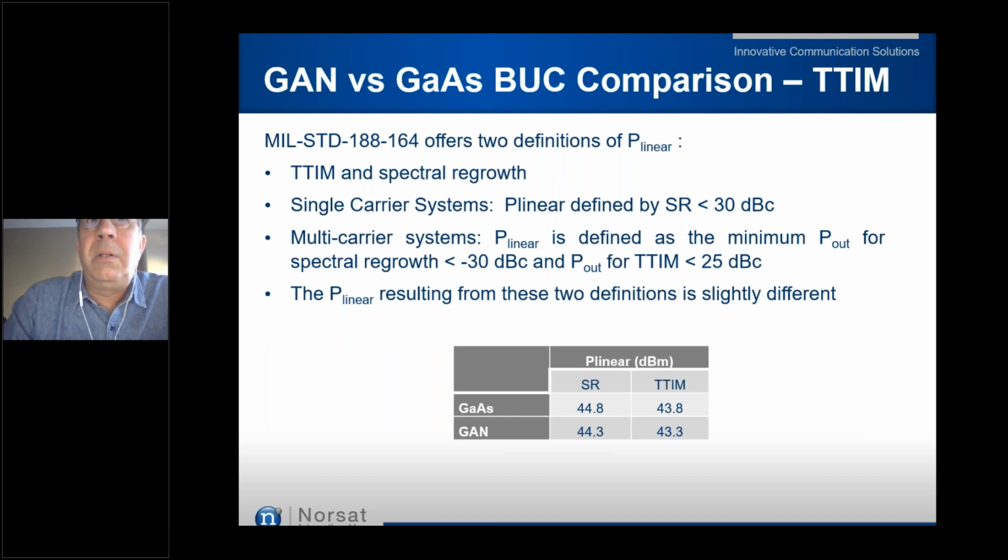So again, we talked a little bit about this already. For single carrier systems, P linear is usually defined with spectral regrowth, but for a multi-carrier system, the P linear is usually the minimum of the spectral regrowth of -30, or the two-tone intermod of -25.